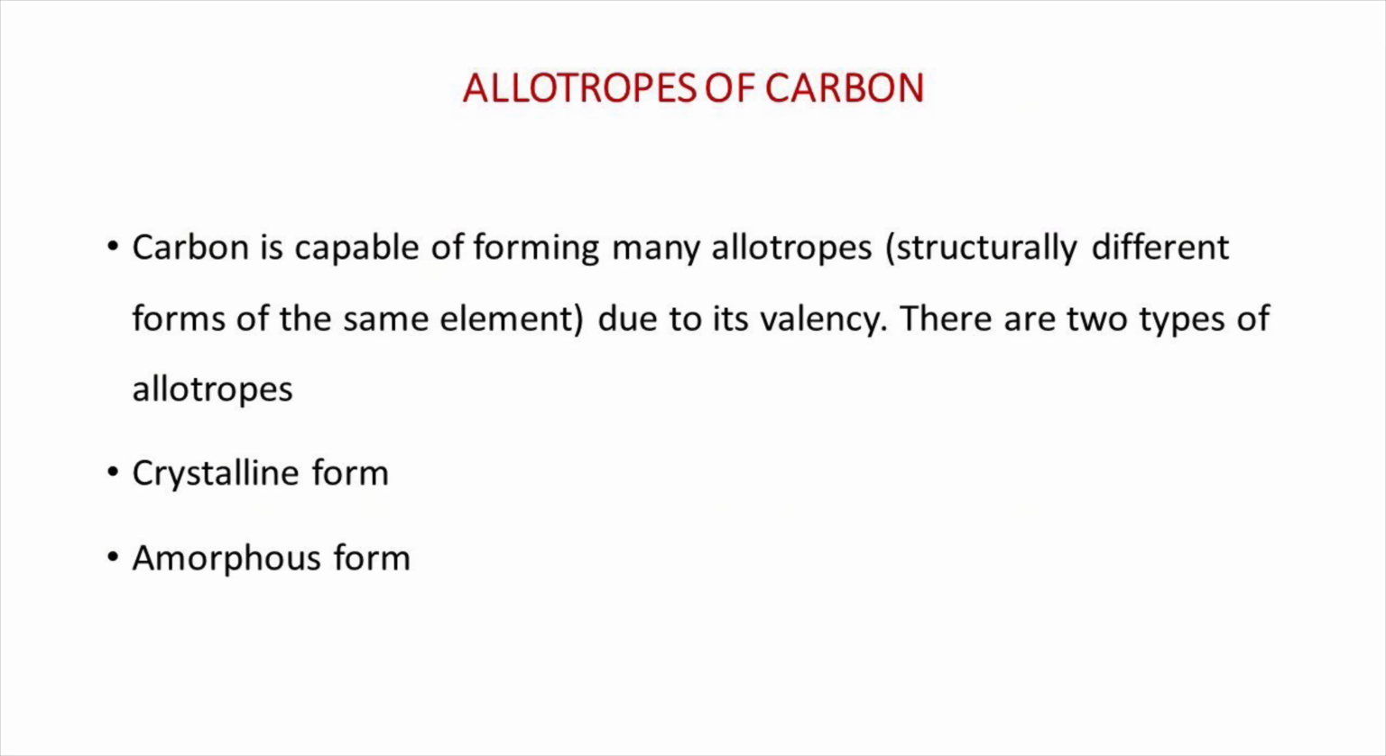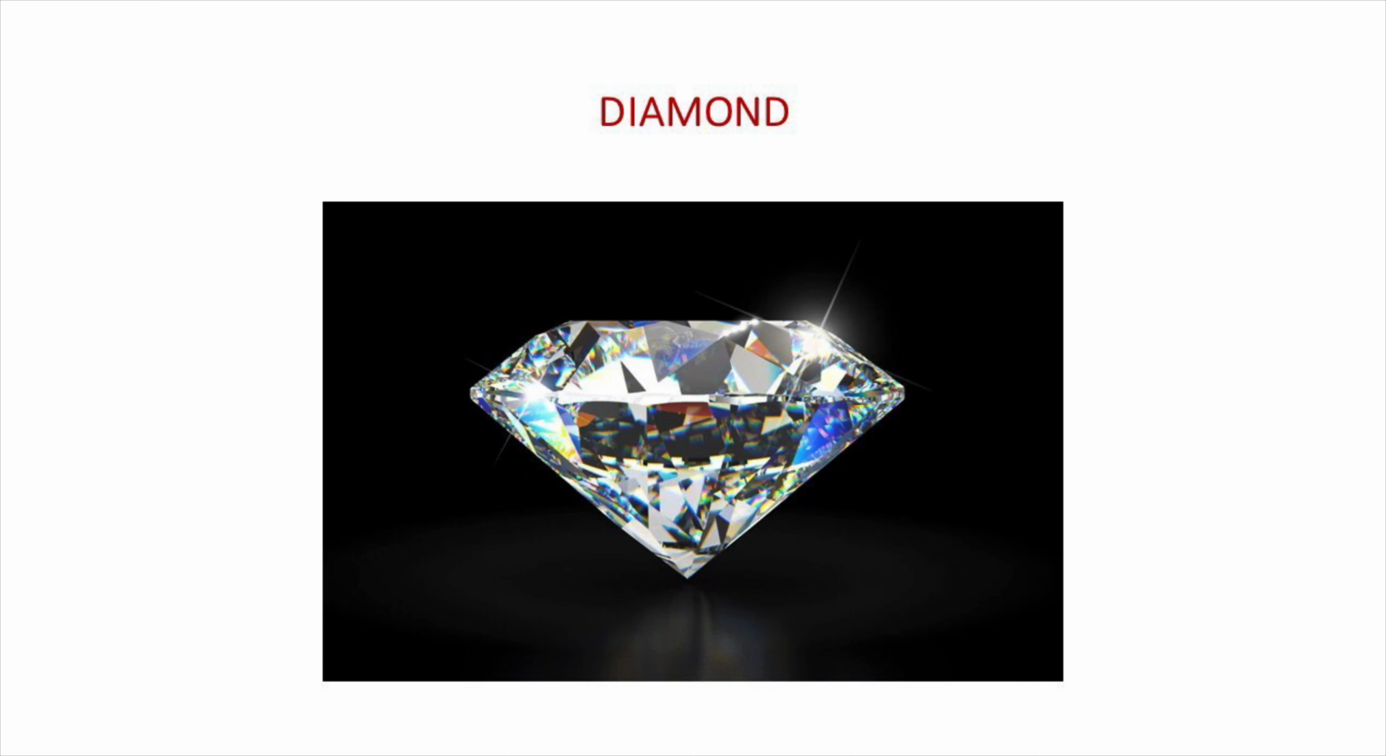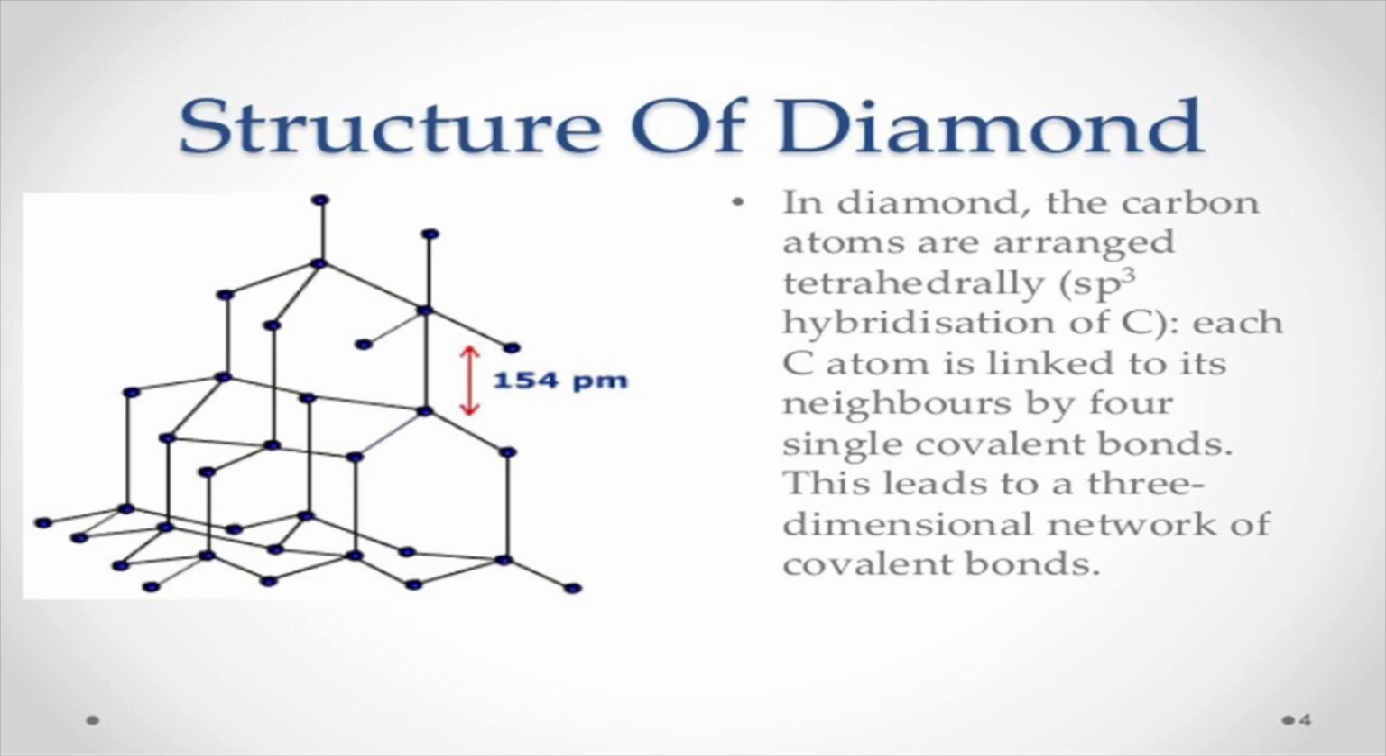Carbon is capable of forming many allotropes due to its valency. There are two types of allotropes, crystalline form and amorphous form. Crystalline allotropes of carbon include diamond, graphite, fullerene, graphene. Firstly, diamond. Diamond is a solid form of the element carbon with its atoms arranged in a crystal structure called diamond cubic. In diamond, the carbon atoms are arranged tetrahedrally.